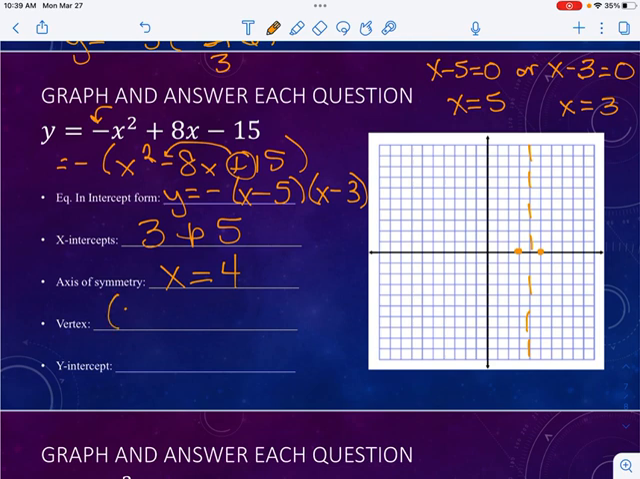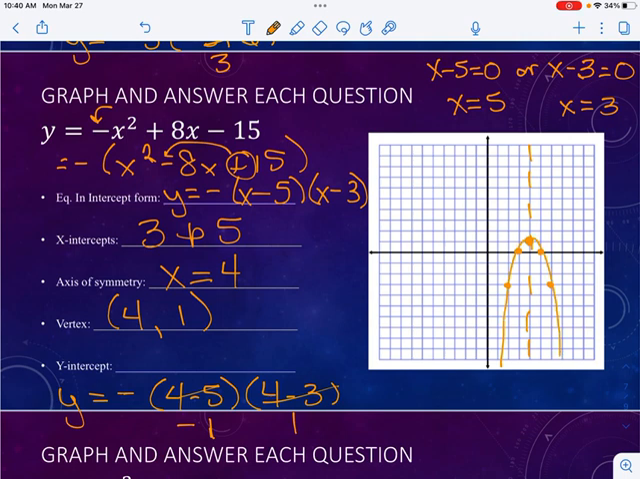Then we can plug that in. So what I'm going to do is use my factored form. I have negative, and then 4 minus 5, and then 4 minus 3. So that's a negative 1, that's a 1. So negative 1 times 1 is negative 1, but then it's negative, so that's going to make it a positive 1. And if you remember, we're reflecting it because my a is negative. So I'm going to go right 1, down 1, right 2, down 4, left 2, down 4. There's my graph.